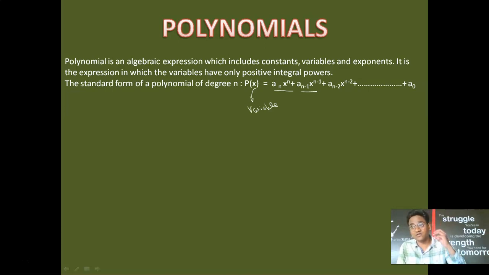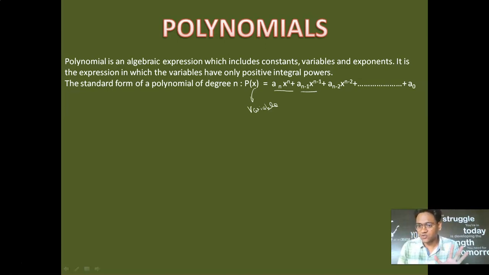if the degree is 1, the polynomial is known as linear polynomial, ax plus b in the standard form. If the degree is 2, that means the standard form is ax square plus bx plus c, the polynomial is known as quadratic polynomial. If the degree is 3, the polynomial is known as cubic polynomial. For degree 4, the polynomial is known as biquadratic polynomial, and we generalize for other polynomials. So students, this is the standard form of a polynomial of degree n.